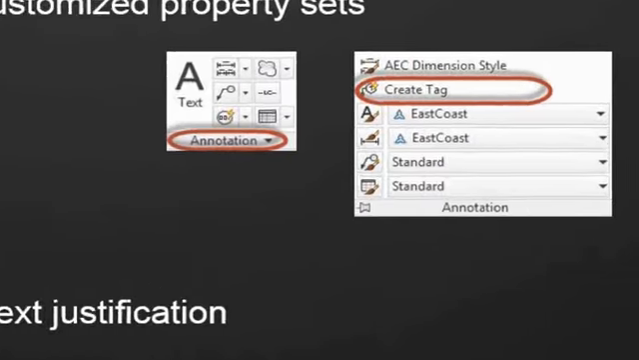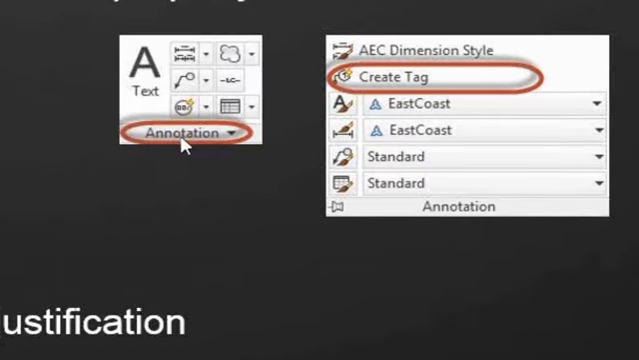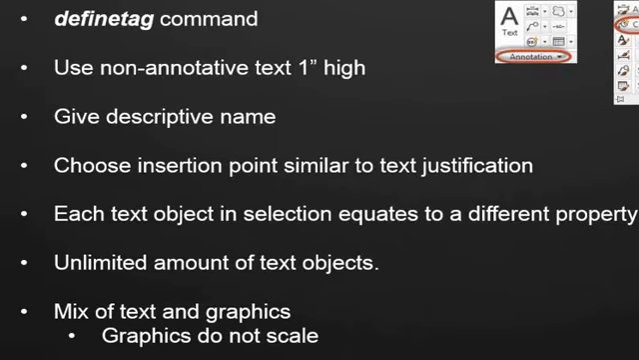Or if you want, on the home tab you can go to the annotation panel, choose the drop down, and then just choose the create tag button there. It starts the exact same command. There's nothing special between using one or the other. The one trick to know and to really remember when you're creating your own custom tags is you need to make sure that the text that you're using to start the tag with is non-annotative and is 1 inch high.